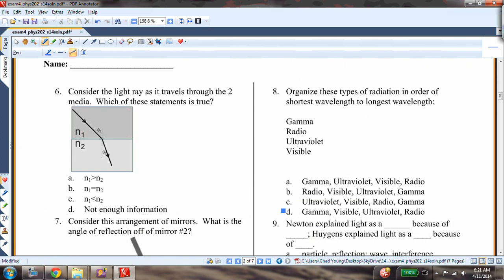All right, which of these statements is true? All right, I draw my wave fronts here. It has to slow down in order to cause this type of refraction, this bending. So if it slows down there, that means that N2 is bigger than N1.